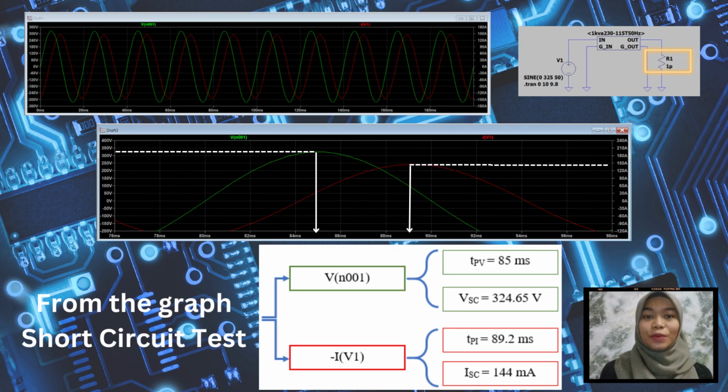For the short circuit test, we run 1 pico-ohm of resistance without changing the settings of the graph, and we find the phase lag between the voltage and negative current. Hence, we obtain the time of the peak voltage TPV equal to 85 milliseconds, the voltage of the short circuit VSC equal to 324.65 volts, and from the negative current graph, the time of the peak current TPI equal to 89.2 milliseconds, and the current of the short circuit ISC equal to 144 milliamperes.